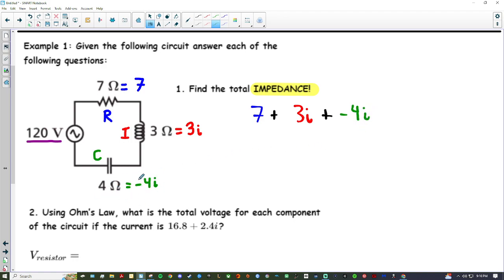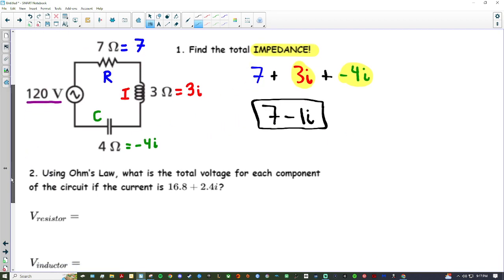from the capacitor. We can simplify this. We are allowed to add together imaginary numbers because they're like terms. So our final answer for our impedance is going to be 7. Adding these together, 3 plus negative 4 is negative 1. 7 minus 1i. This is our impedance, the measure of how hard it is for electrons to flow through this entire circuit.